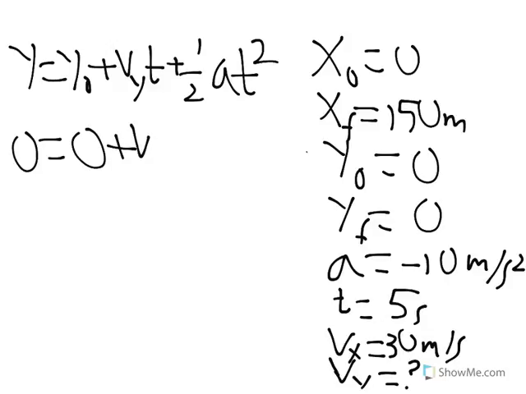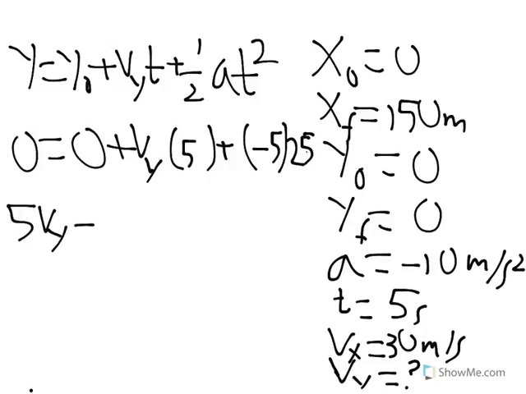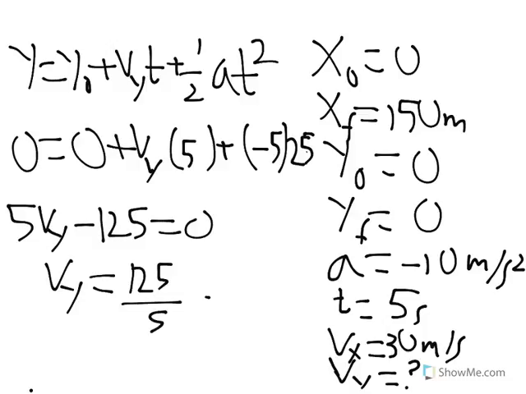Plus v sub y, the y velocity, times 5, plus 1/2 a t squared. 1/2 of a is negative 5, and t squared is 5 squared, or 25. So as a result, we can say 5 v sub y minus 125 equals 0. So v sub y equals 125 over 5, or 25 meters per second. So that's the velocity y. So now we've solved all the parts of this equation. We found the upwards velocity, how long it took to fly.